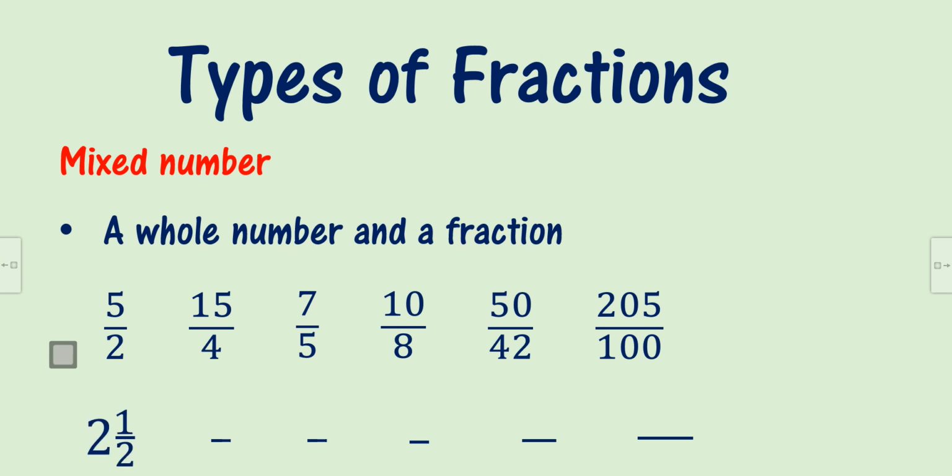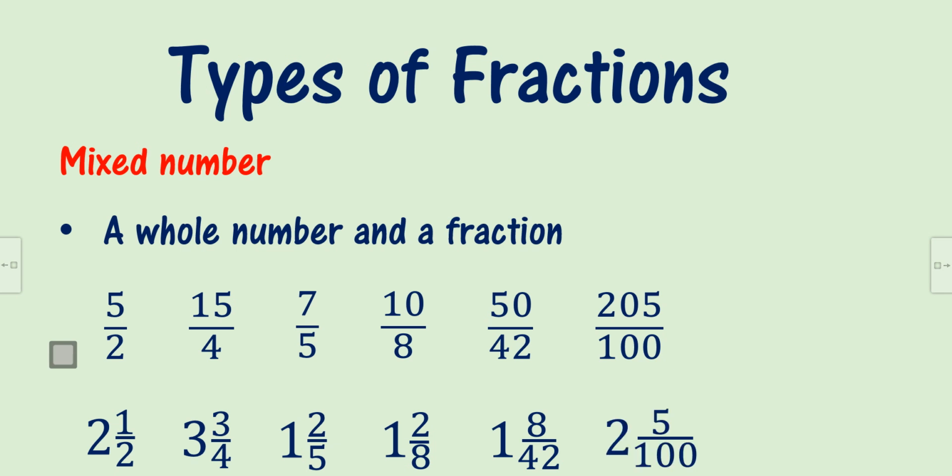So 5 over 2 becomes 2 and a half. 15 over 4 becomes 3 and 3/4. 7 over 5 becomes 1 and 2/5. 10/8 becomes 1 and 2/8. 50 over 42, or 50 42ths, would become 1 and 8/42, and 205 over 100, or 205 hundredths, would become 2 and 5/100.